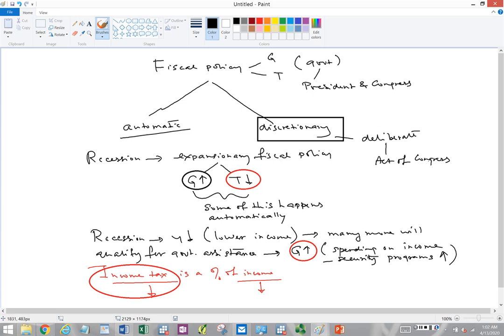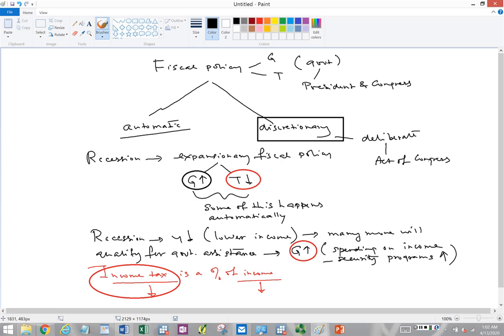Right? So this is what's meant by discretionary fiscal policy. This needs to be brought about by an act of Congress and the President. Right? So fiscal policy has these two components, automatic and discretionary.